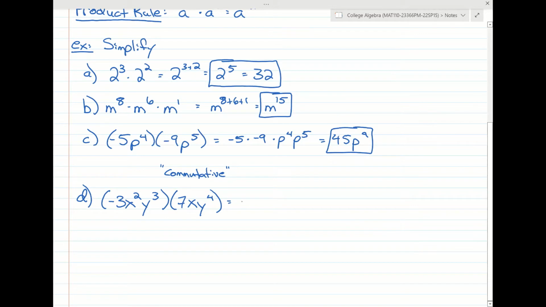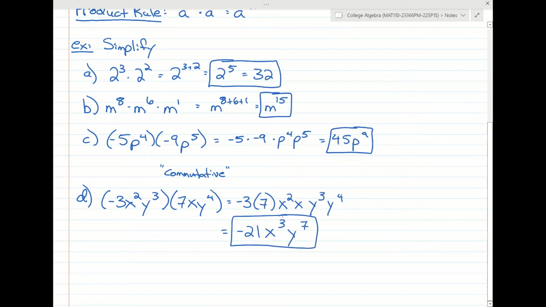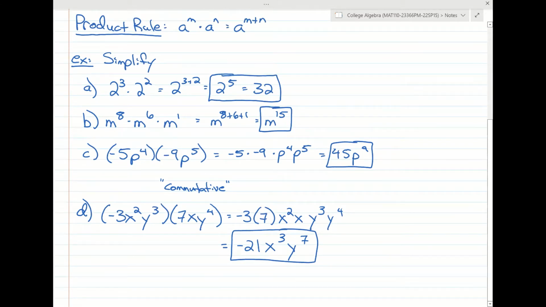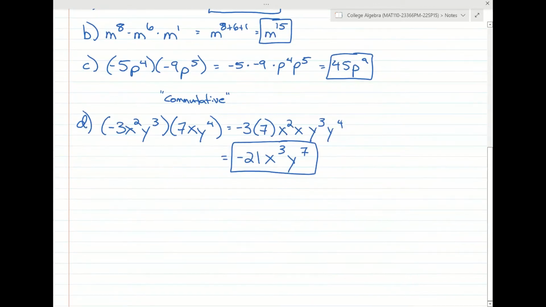What I'm going to do is I like grouping the similar terms. So I'm just going to do -3 times 7. I'll do x squared times x, and then I'll do y to the third times y to the fourth. It's one extra step, but I found the more steps that I show, the less likely I am to make mistakes. -3 times 7 is -21. X to the third, y to the seventh. So those are all examples of what's called the product rule.